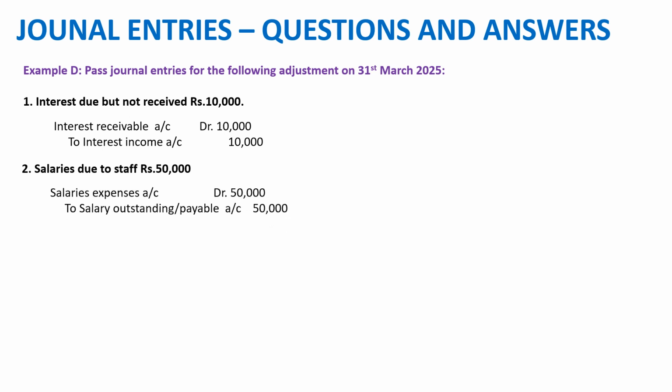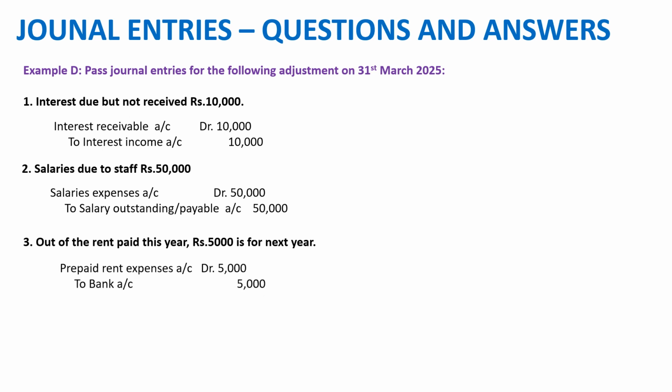So salaries expense account debited 50,000 to salary outstanding payable. Salary expense is debited because it is an expense. Salary outstanding is a liability because a liability is created as you have to pay the employees in future, right? Third, out of rent paid this year, rupees 5,000 is for next year. Very clear case of prepaid, right? Prepaid is always an asset. Increase in asset is debited, and bank, an asset, has reduced because you have paid 5,000. Hence, to bank credit 5,000.